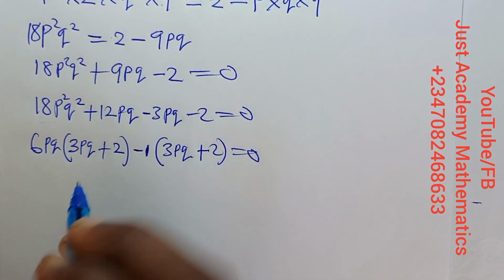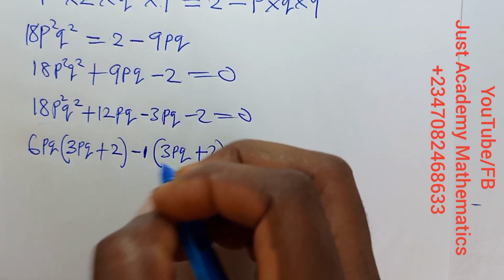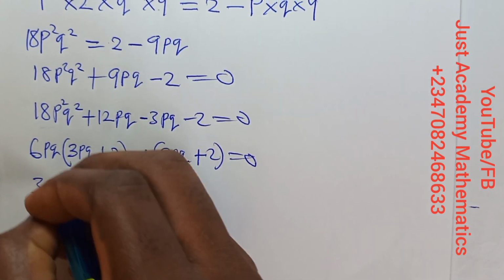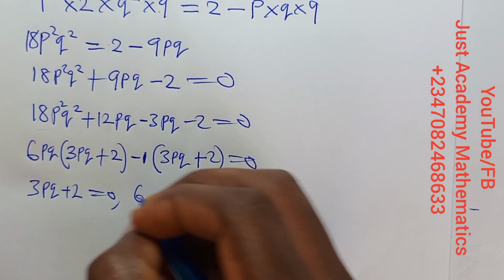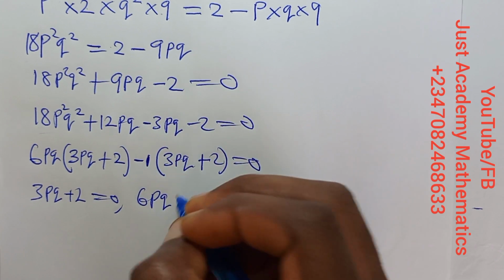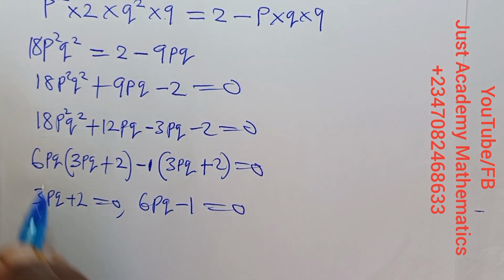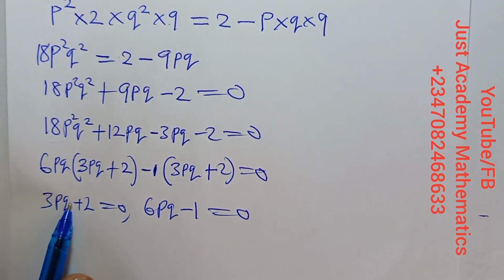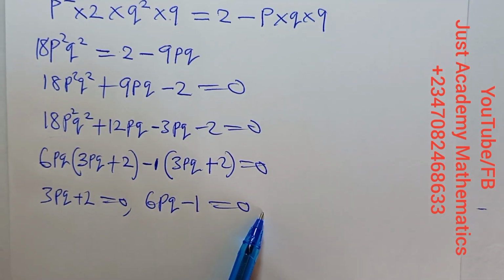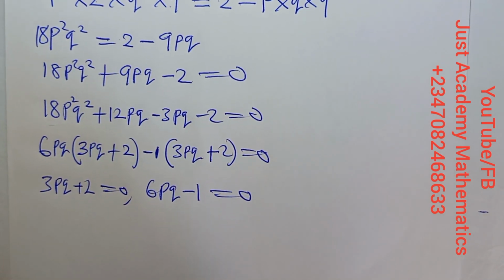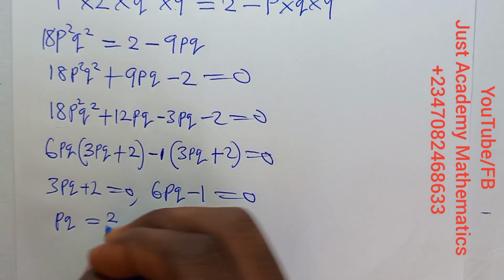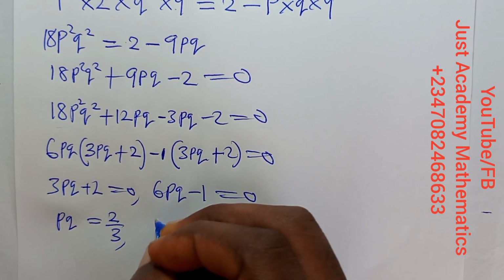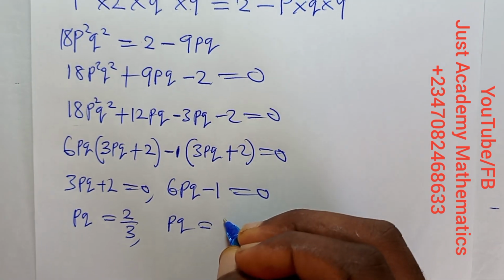So we can now go with, when we factorize it, bring out the common value, which is 3 PQ plus 2 equals to 0, and 6 PQ minus 1 equals to 0. That is this. When you factorize, this will come out, then you pick this and this, both equals to 0. So from here now, we have that what? PQ is equals to what? 2 over 3. And PQ is equals to what?